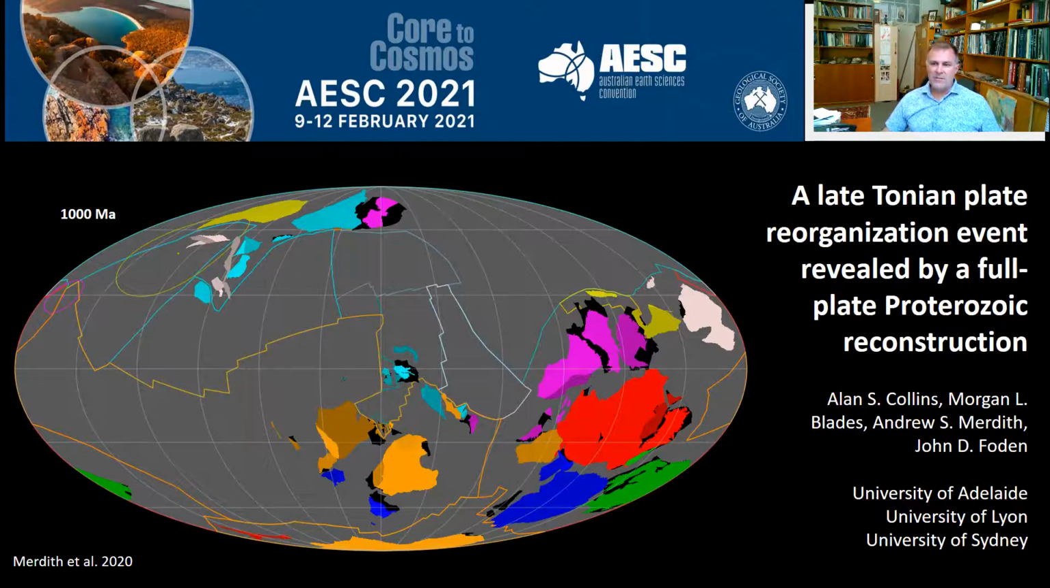So my co-authors here, I'd like to acknowledge the work of Morgan Blades, who's done a lot of the geology in one of the critical areas in the Arabian-Nubian Shield that we need to work out the tectonic geography of the times, to allow us to reconstruct the world through here. Andrew Meredith has done most of the legwork and actually created these things. He's a whiz with GPlates and making these things. And John Foden has been a real mentor throughout for us doing this sort of work.